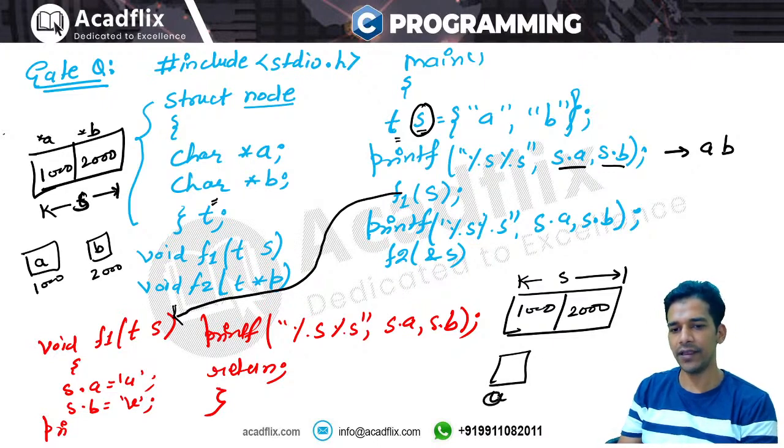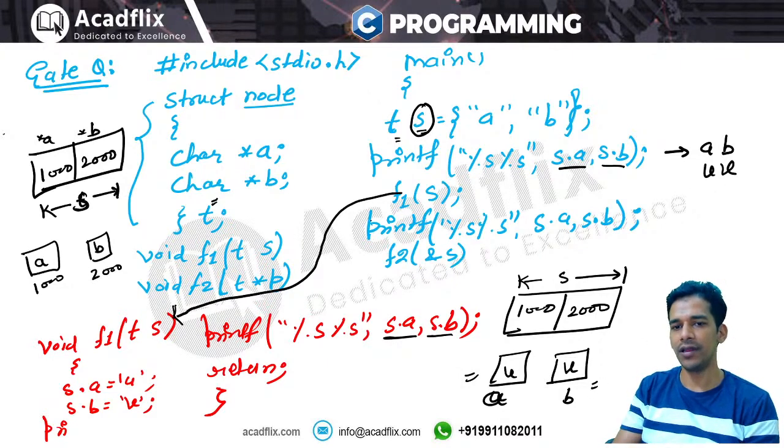Okay, so we have A in which we are copying A, and we have B in which we are copying V. Then we are printing S dot B. That means these two local values will be printed, and it will print UV, because this is call by value. So original AB will not be changed. Original parameters will not be changed. Only the copies will be modified. These two values will become UV only in the local function.